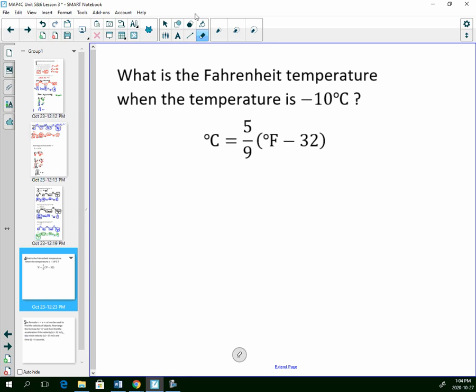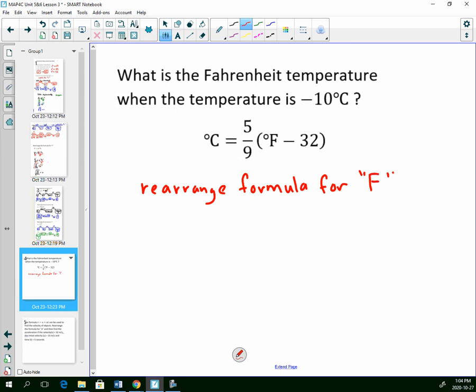Okay, so here we have a formula for Celsius, and I want to know the temperature in Fahrenheit. So I'm going to rearrange the formula for F. I'm going to do that first. Okay, so starting with F, Fahrenheit. First thing is we subtracted 32. Right, we did that first because it's in the bracket. So F minus 32 was done first.